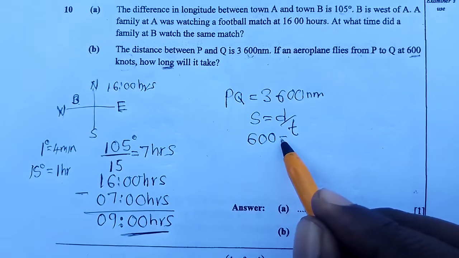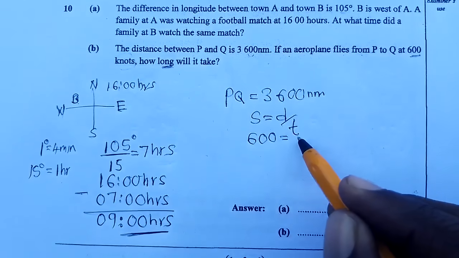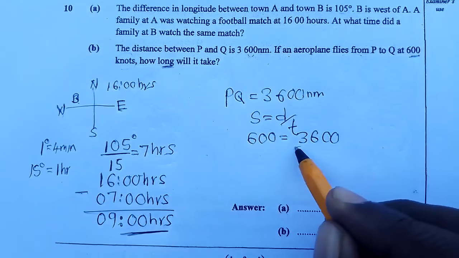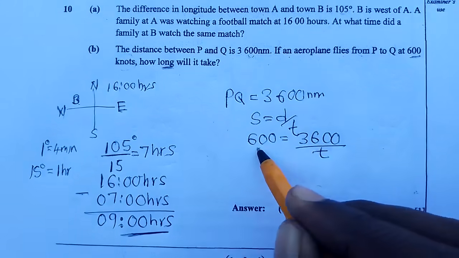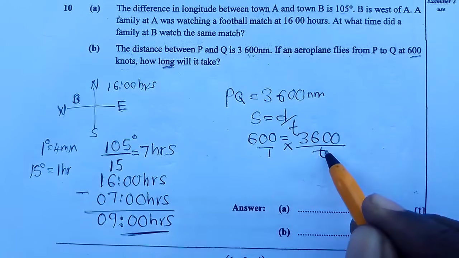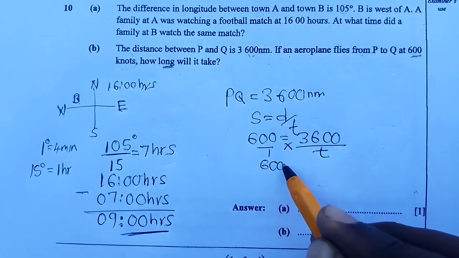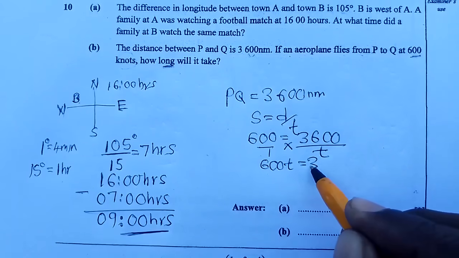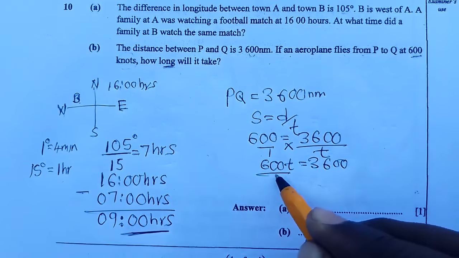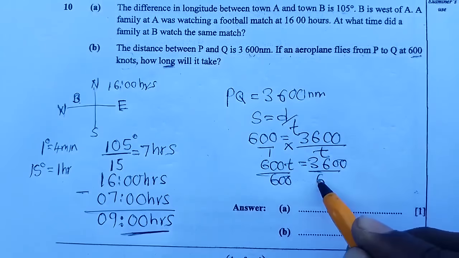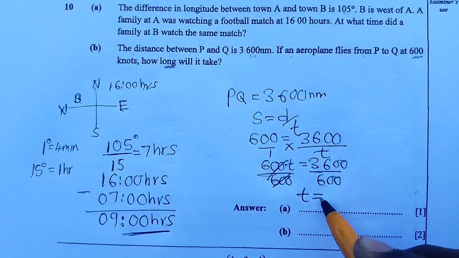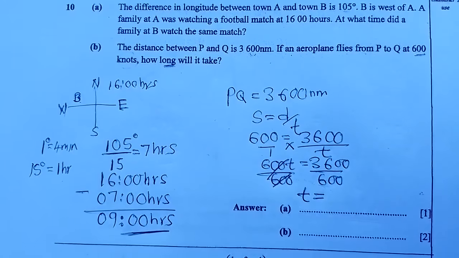Speed you have, it is 600, which is equal to distance. What is your distance? 3600. Then you say over t, over 1, then you cross multiply. Here we are going to have 600t is equal to 3600, then divide by 600 over 600. So this cancelled. You are going to form t will be equal to what?